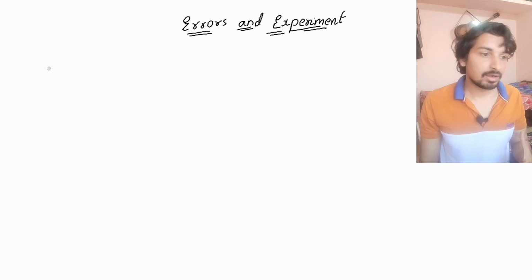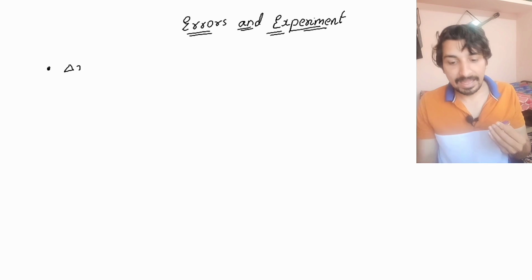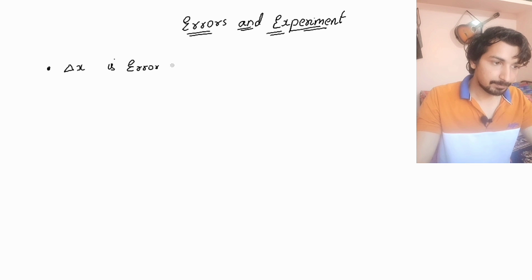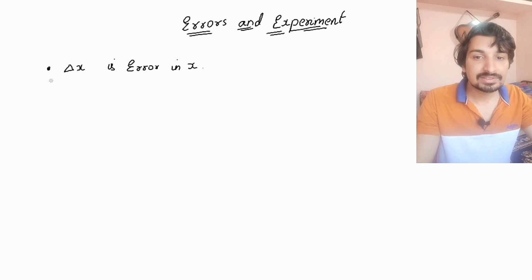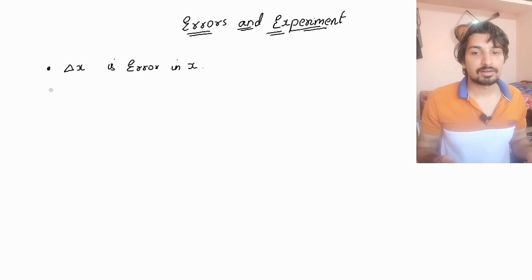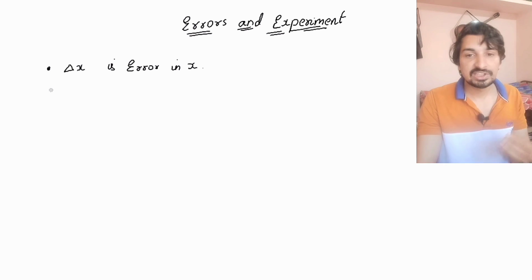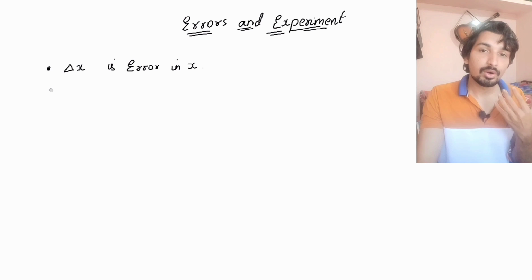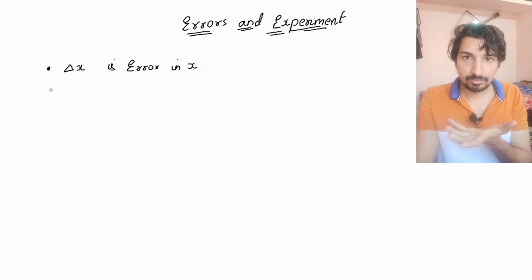So what is error now? Error is represented by delta x basically. What's delta x? Delta x is nothing but error, the error in x. If you are measuring a quantity x, for example weight, then weight is x, so 5 grams is the weight.